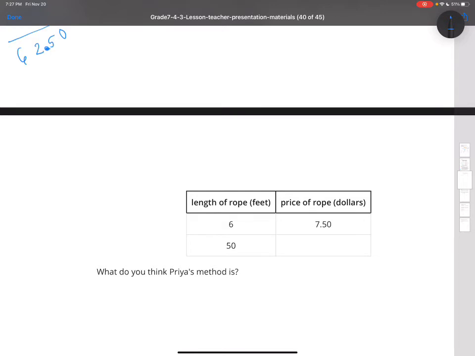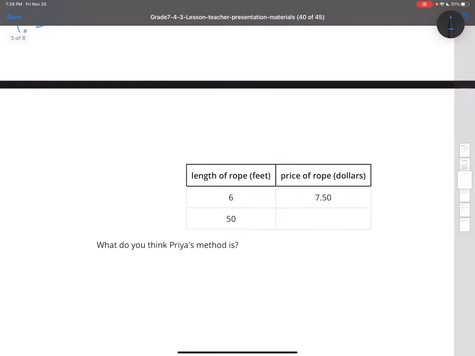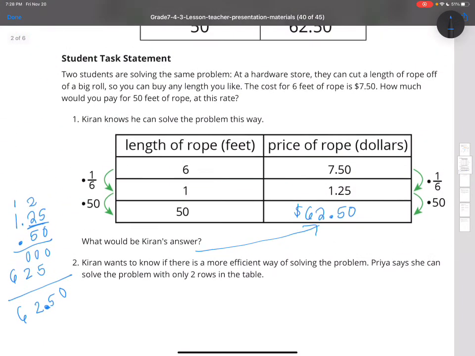Now, in my opinion, their methods are kind of similar because Kyron found the unit rate and he inputted it into the table. And then once he inputted it into the table, right, he multiplied, like he did the ratio method I did in the previous lesson, which he said, okay, I want to find how much does 1 foot of rope cost. After that, I'm going to multiply times 50. I'm going to multiply the other side times 50, and boom, we get $62.50, right? With Priya, we want to find the constant. We want to find the constant, which would be the same if you think about it, right?